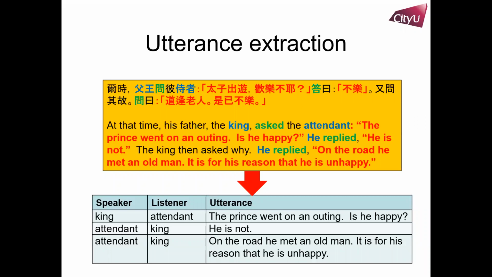Here's one example. So at that time, his father, the king, asked the attendants, the prince went on an outing, is he happy? He replied, he is not. The king then asked why, and then the attendant replied, on the road, he met an old man. It is for this reason that he is unhappy. So our task then is to identify the three direct speeches here, as put in the rightmost column. Then for each utterance, identify the speaker and the listener. So the first one, the king asked the attendants, that's straightforward. And then the second and the third will be part of the dialogue chain, and the identity of the speaker and listener would need to be inferred. There are of course also errors in this automatic process.